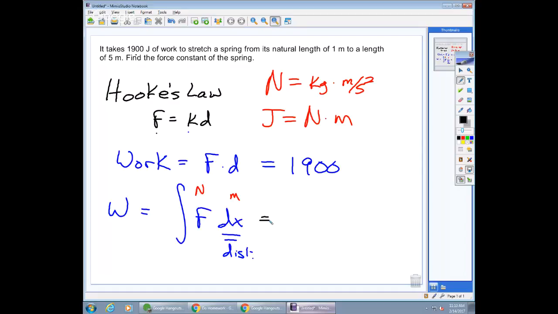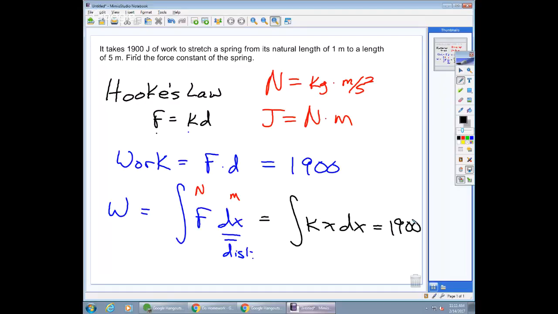Okay, so for us then what we have is the integral of kx dx. We don't know k yet. But this integral, once I have an antiderivative and some boundaries, has to be equal to the 1900. Okay, so the next question is, what are the boundaries here? So here it says it takes 1900 joules of work, is key there, to stretch the spring from its natural length of 1 meter. So if the spring is just sitting and no one's messing with it, it's 1 meter long. Then we stretch it to 5 meters. So what are my bounds for the integral here?